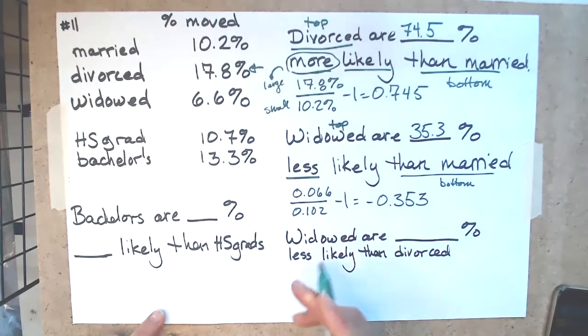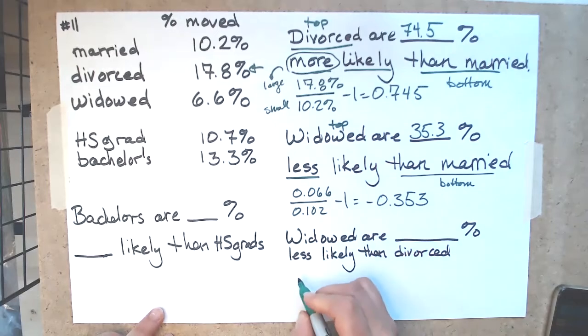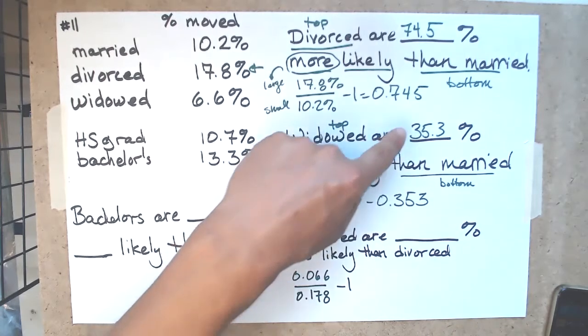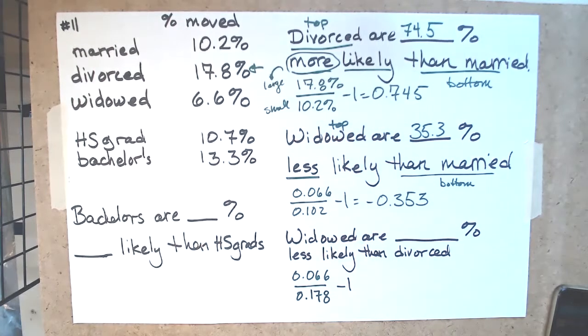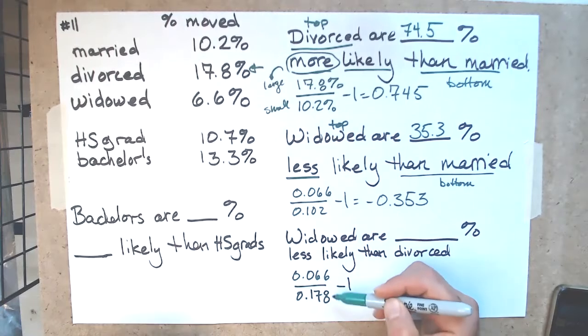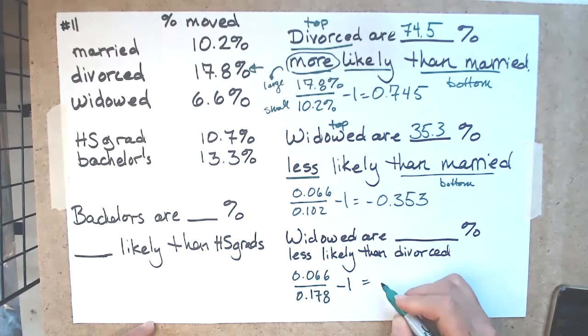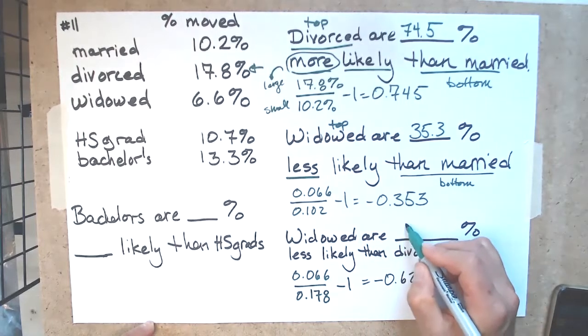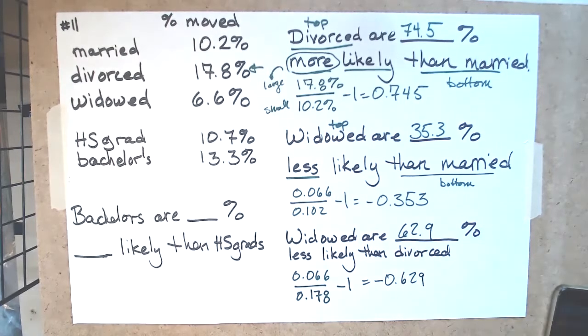And finally, comparing widowed to divorced, pretty much set up exactly like this one. We would have 0.066 divided by 0.178 minus 1. And when you calculate that, you're going to get a somewhat bigger number than in the previous problem because this is a larger difference. So I get negative 0.629, about 62.9% less likely to move than widowed people are.